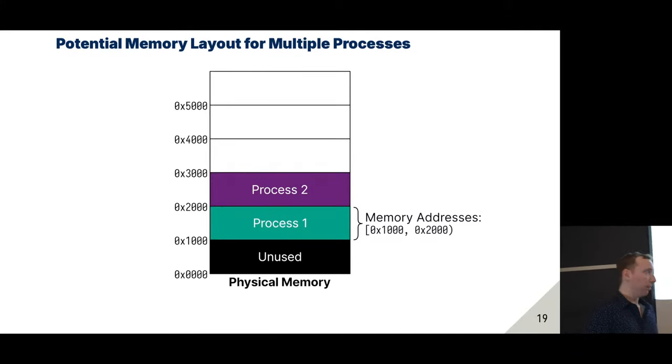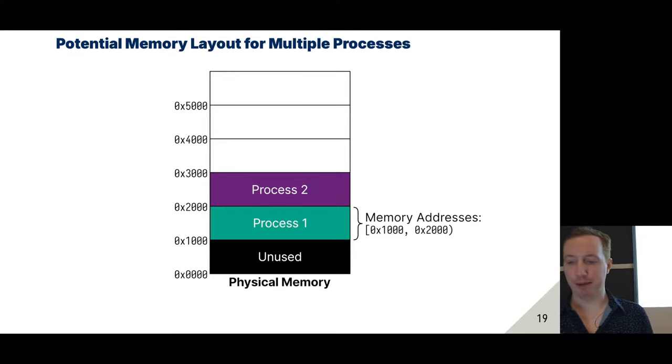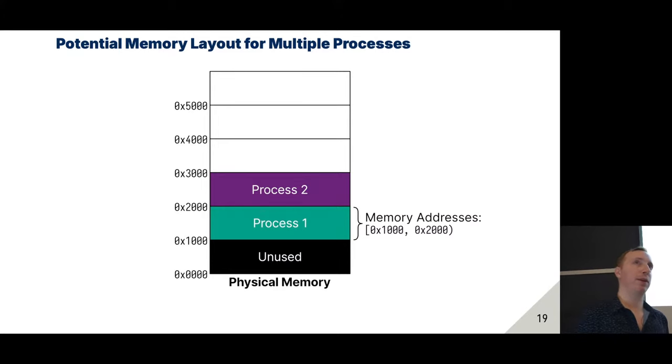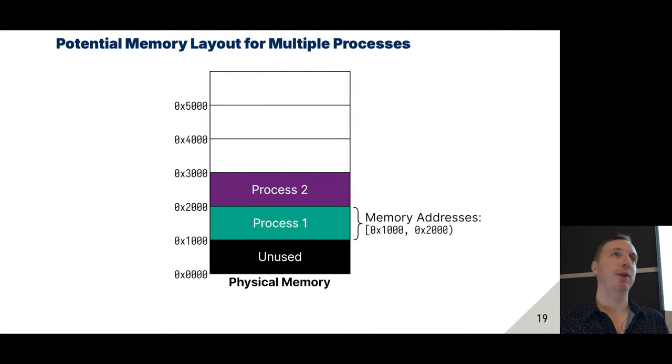So this is what your memory layout could look like. We have some physical memory, and then we could have between address 1000 and 2000 memory for process one, and above that, memory for process two. And that way they're not interfering with each other, they're independent. But we run into problems when process one wants to use more memory than has been set aside for it. And this quickly gets out of control.